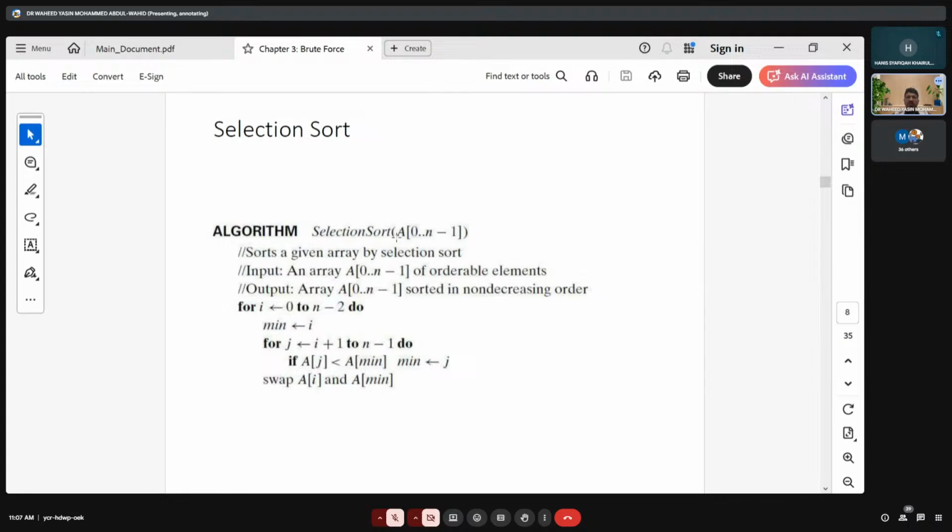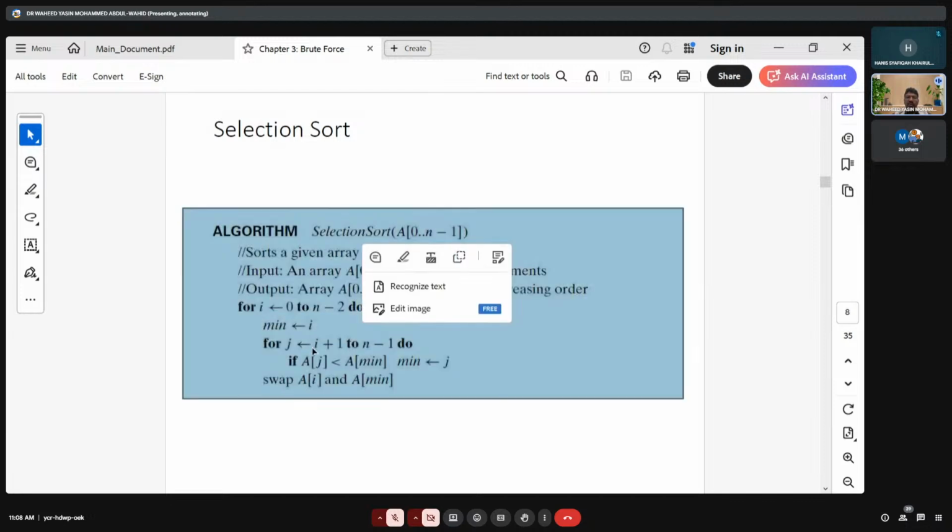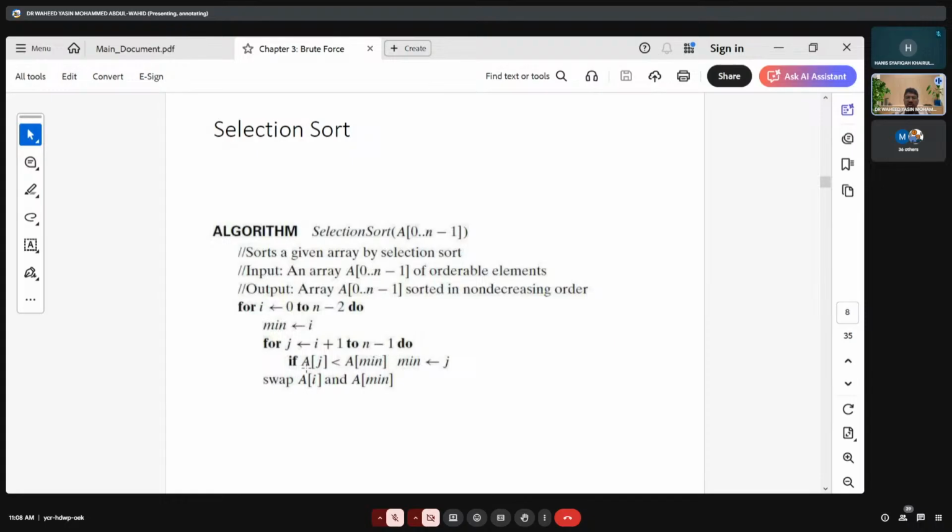Selection sort, A[0..n-1], sorts a given array by selection sort. Input: an array A[0..n-1] of orderable elements. Output: array A[0..n-1] sorted in non-decreasing order. For i equal 0 to n minus 2, min equals i. So here min equals i. For j equal i plus 1 to n minus 1, do if A[j] less than A[min], min equals j. Swap A[i] and A[min].